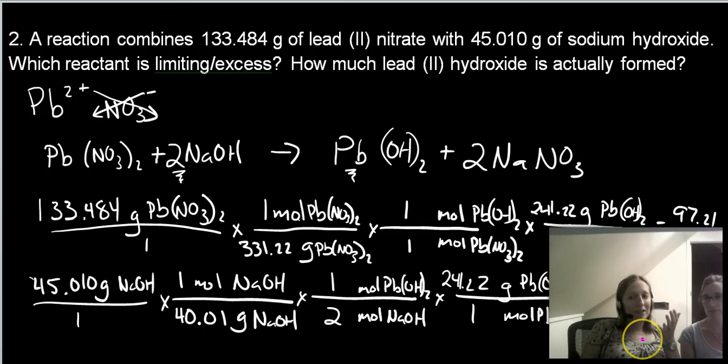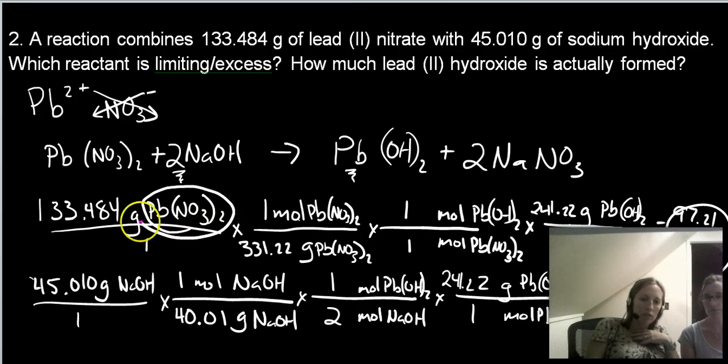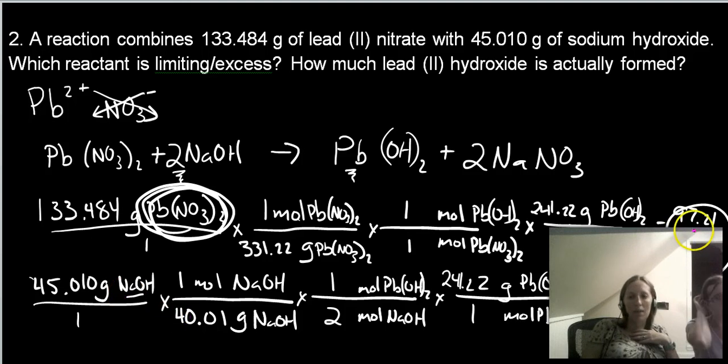How much can you actually get? The small number. So this is right, which means that the reactant that was limiting is the reactant that gave you this. So there is your limiting reactant, lead nitrate. Your excess reactant is sodium hydroxide. And the amount that you can actually make is 97.21 grams. And I probably need another decimal place because that's got 5 sig figs, but I don't know the next decimal place. You guys should have it though.